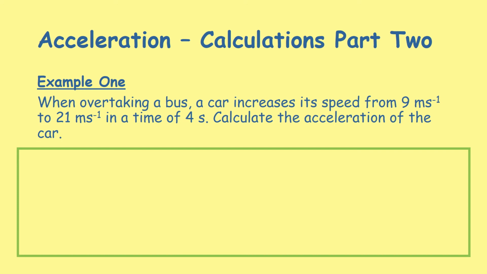So all we've done here is split up our change in speed to the initial speed and the final speed. Example 1. When overtaking a bus, a car increases its speed from 9 meters per second to 21 meters per second in a time of 4 seconds. Calculate the acceleration of the car.